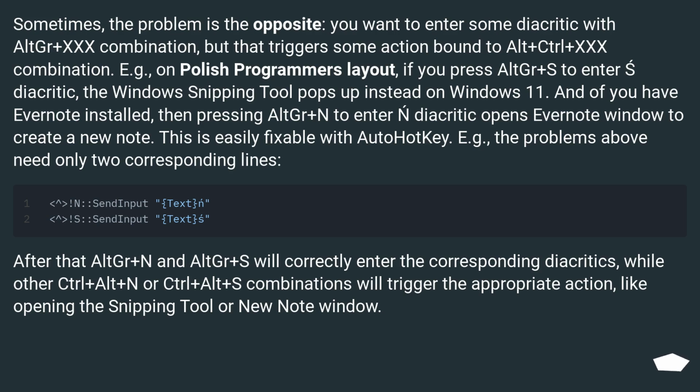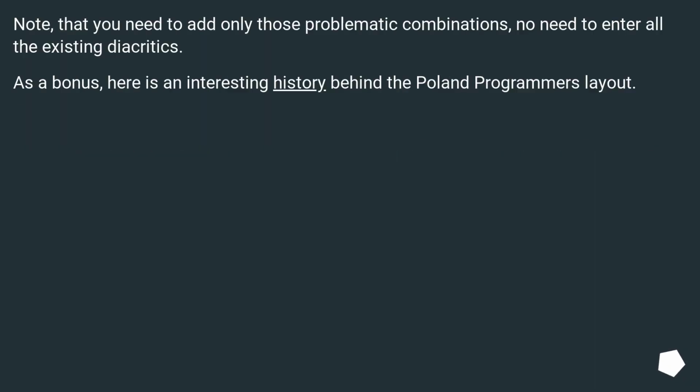For example, the problems above need only 2 corresponding lines. After that, AltGr plus N and AltGr plus S will correctly enter the corresponding diacritics, while other Ctrl plus Alt plus N or Ctrl plus Alt plus S combinations will trigger the appropriate action, like opening the snipping tool or new note window. Note that you need to add only those problematic combinations, no need to enter all the existing diacritics.